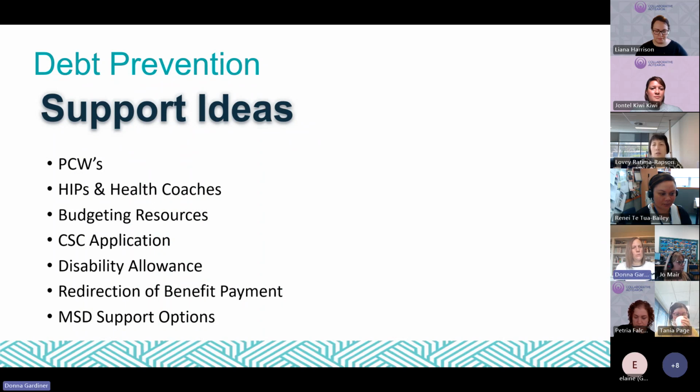The budgeting resources were, so MSD's website has lots of information about managing money, and it also has a section on the budgeting services that are available in your area. So it was just good for the admin team, maybe your debt champion, and your HIPS and health coaches to have that information so that they can share it with patients. Having your CSC application forms available at the desk, and the team knowing what the eligibility criteria and the threshold are, so that you can share that with patients.